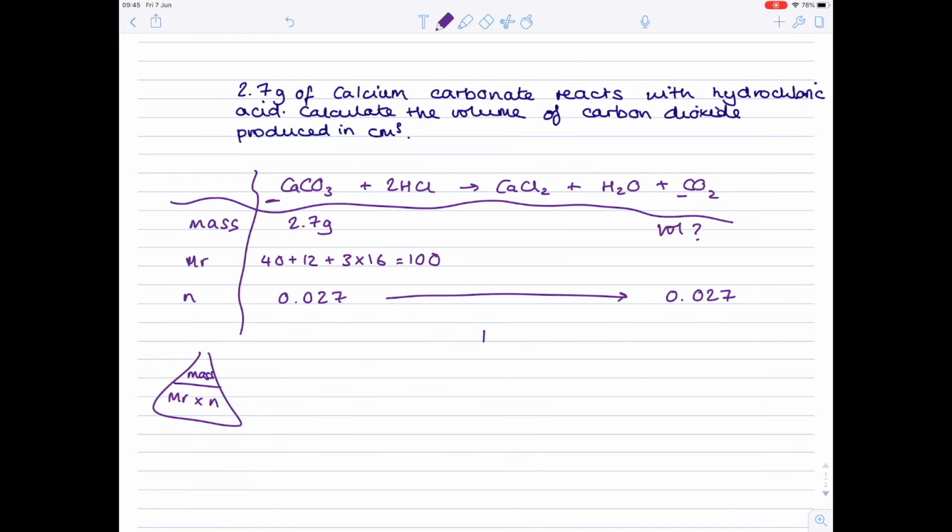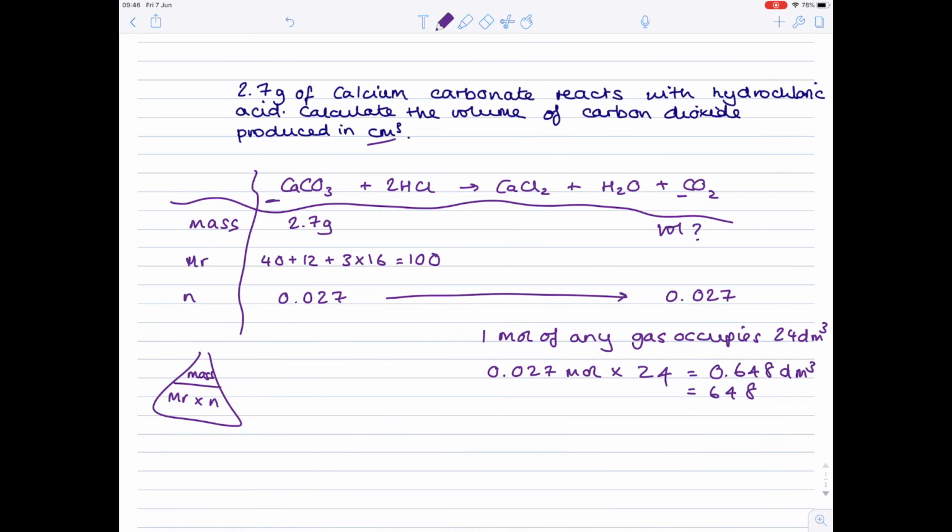Now you need to remember this, that 1 mole of any gas occupies 24 decimeters cubed of space effectively. So we have 0.027 moles, so you times that by 24 to get 0.648 dm cubed, but remember that the question asks for it in centimeters cubed, so simply multiply that by 1,000 to get a volume of 648 centimeters cubed as your final answer.